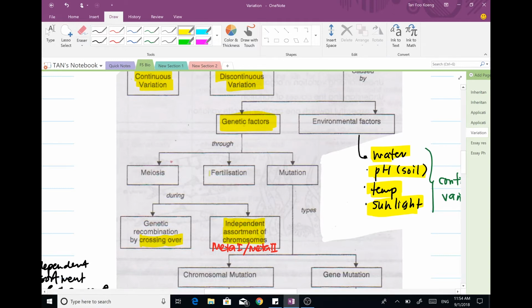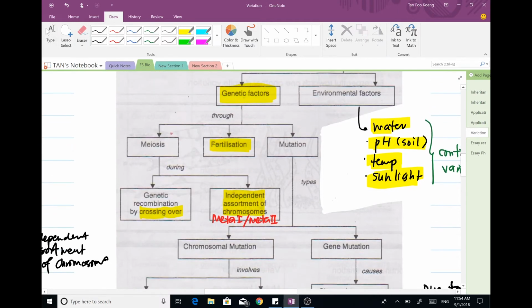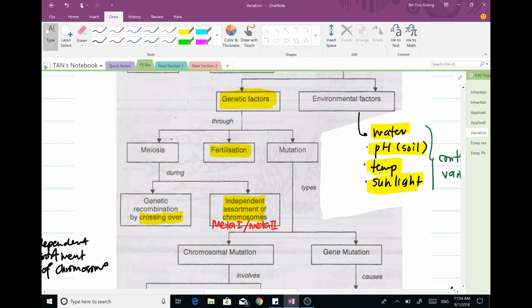Now, the next one will be random fertilization. You know that out of millions of sperms, only one will be able to fertilize the ovum. So that's why this will also give rise to variation, because you and your siblings will never be the same, given that the chance is 1 out of millions to be the same. Now the last cause of genetic variation is mutation.